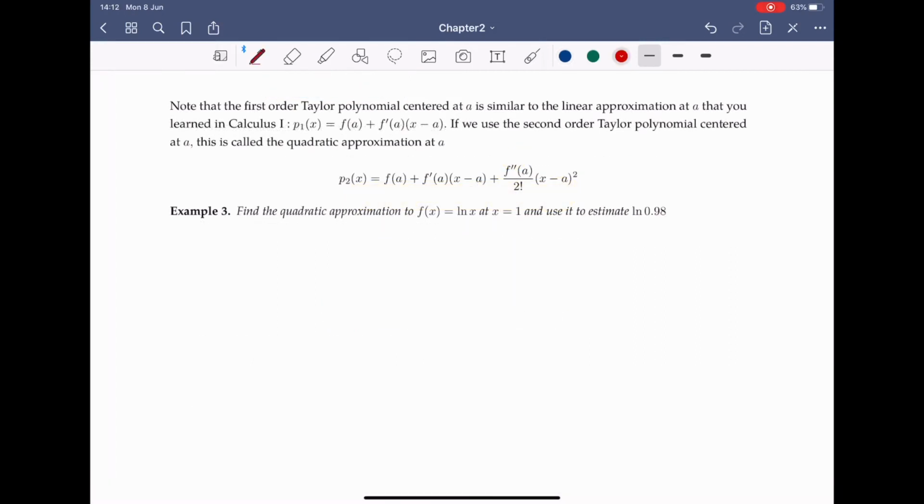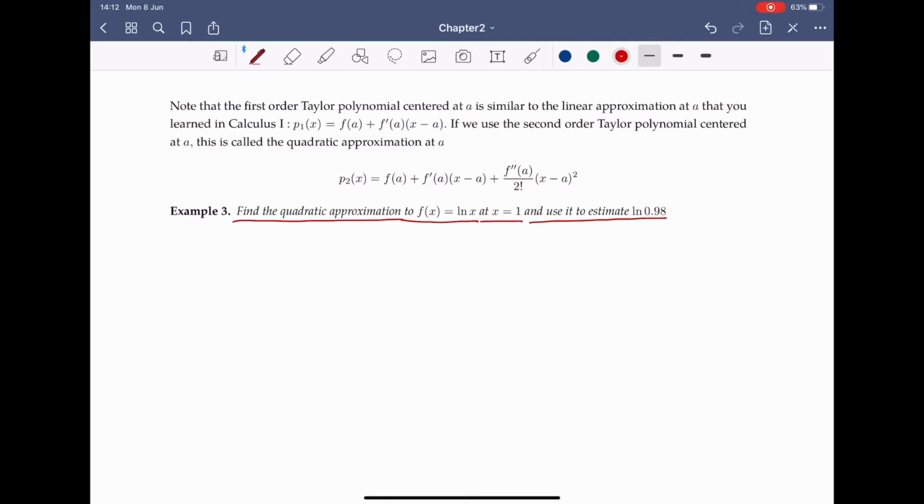Now let's do more examples. Examples 3 and 4 are pretty similar to the exam you are going to see this Friday. Alright, so let's start with example 3. Find the quadratic approximation to the function f(x) equal to log x at x equal to 1 and use it to estimate the logarithm of 0.98.